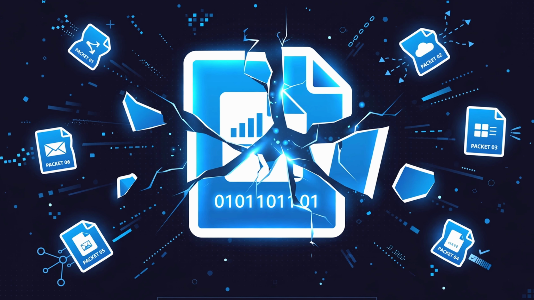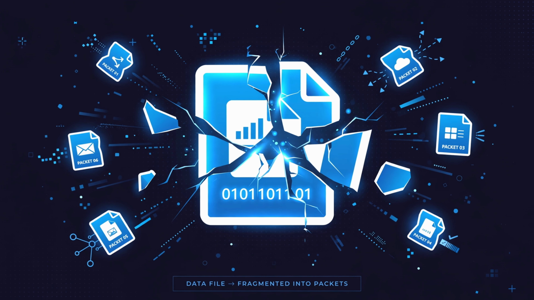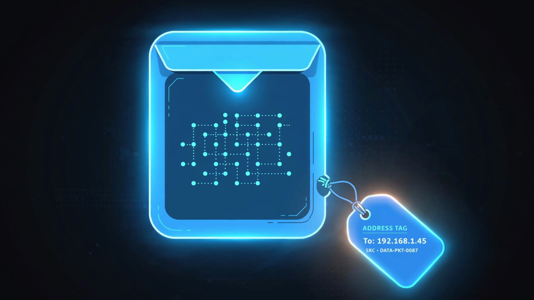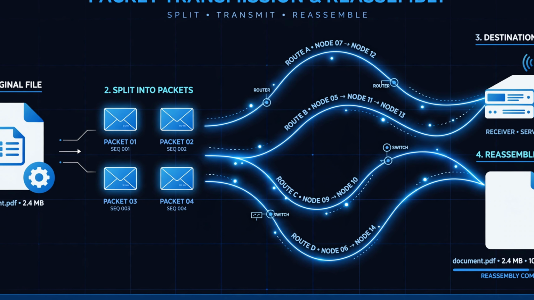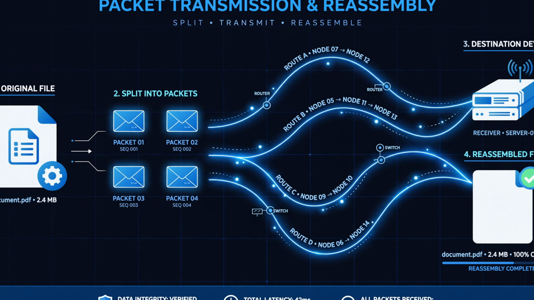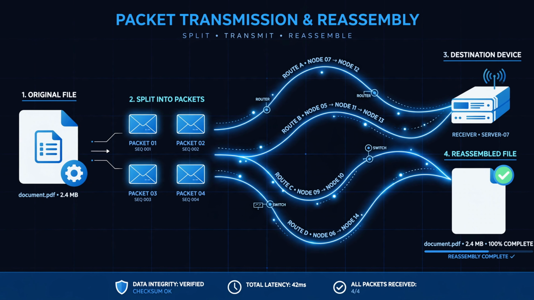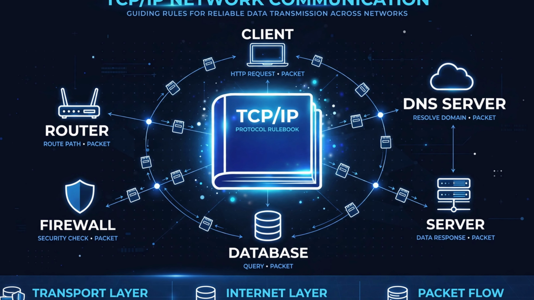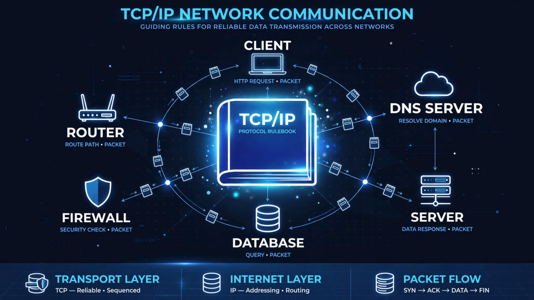So how does information actually get from one device to another? When you send data, it doesn't travel as one big chunk, it gets broken down into smaller pieces called packets. Each packet is labeled with an IP address, which acts like a digital mailing address, telling the network exactly where it needs to go. These packets can even take different paths across the network and get reassembled perfectly in order once they reach their destination. This entire process follows agreed-upon rules called protocols, like TCP/IP, which is the standard protocol that powers the modern Internet.